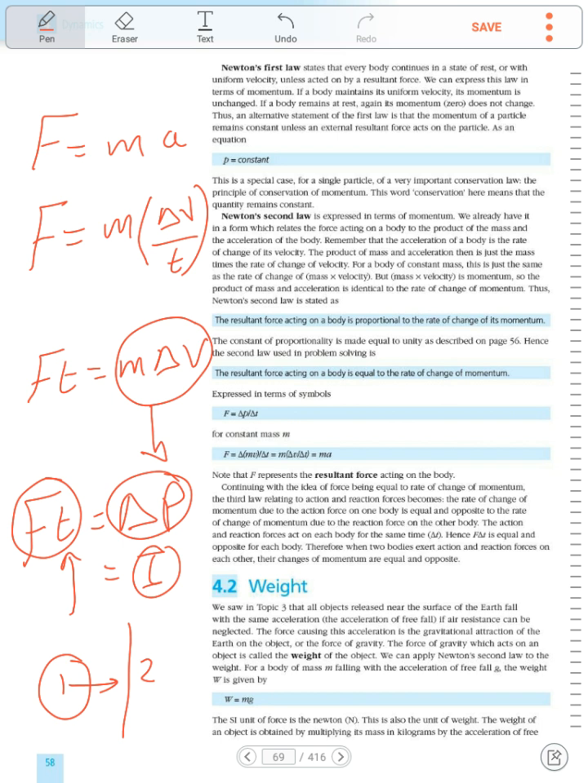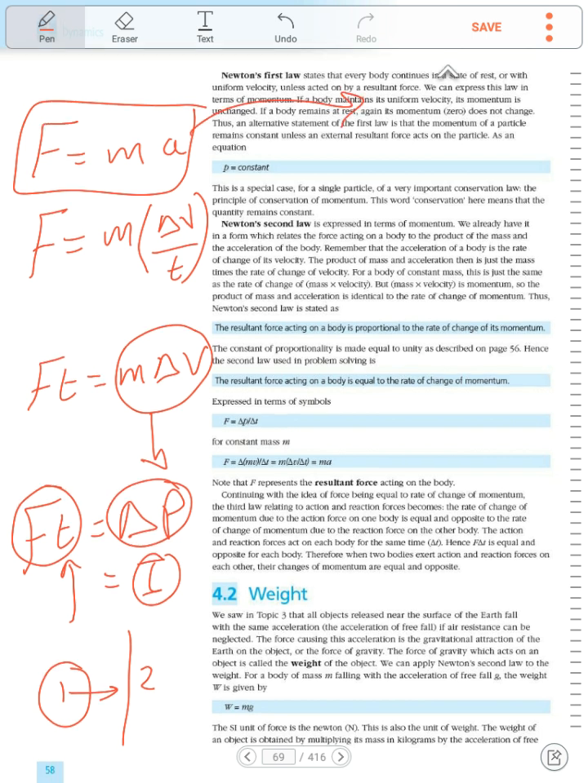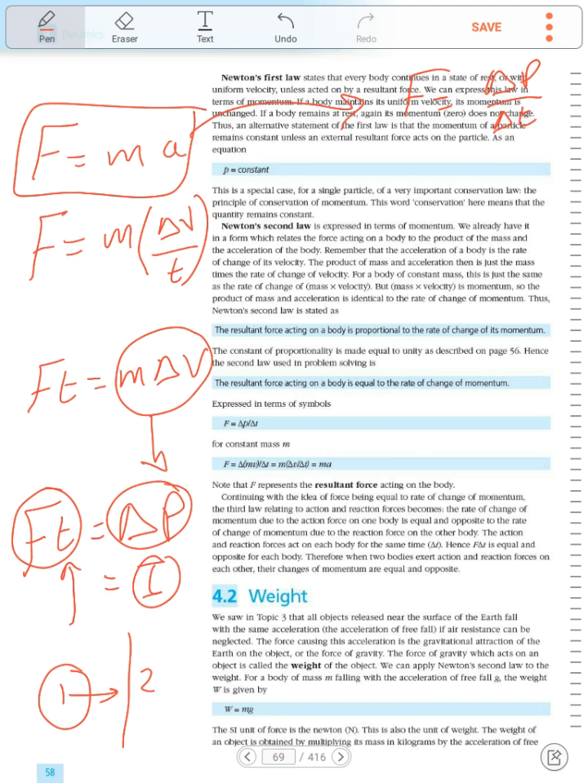So we can use Newton's second law, F equals ma, to define it. Instead of F equals ma, I can say that F equals change in momentum per unit time. So force is the rate of change of momentum. From now on, the better way to define force is the rate of change of momentum. The resultant force acting on the body is proportional to the rate of change of momentum. This is another way to define Newton's second law.